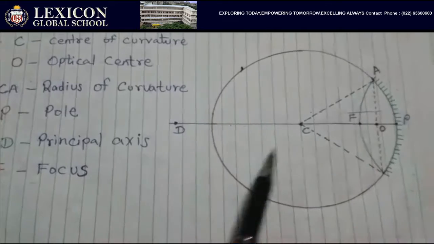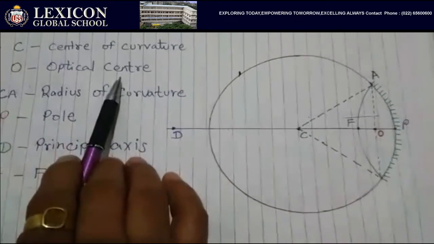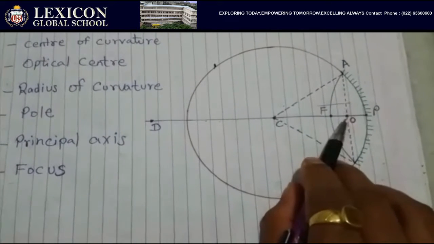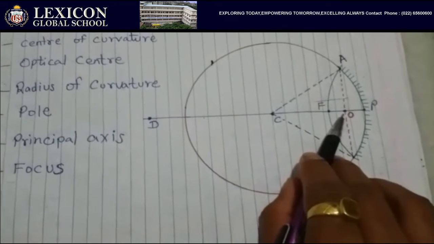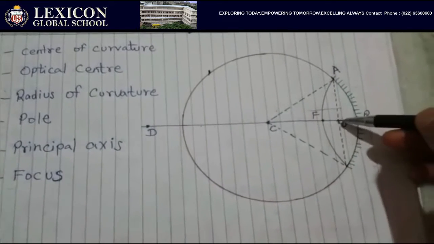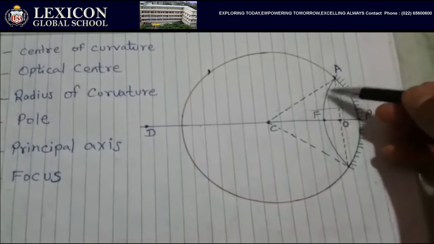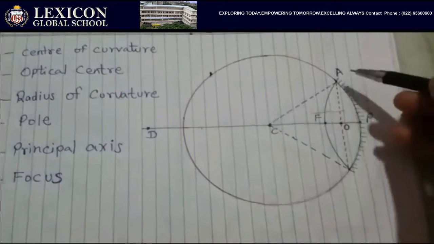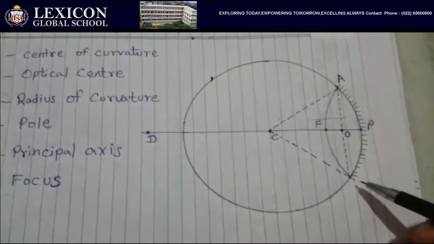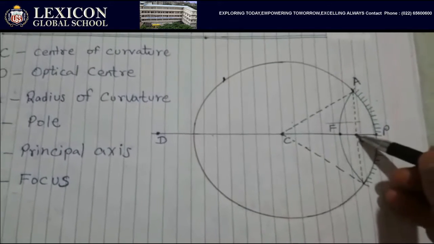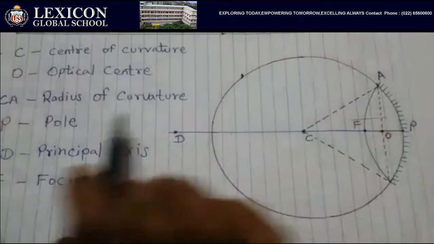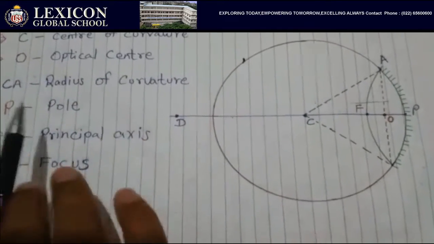Then the second is the optical center. Here is your O. O is the optical center. You can see this point O, the optical center. How do you get the optical center? It is the center of the lens. You can see this green lens. It is a convex lens, a biconvex lens, and its internal center is the optical center. This point O is referred to as your optical center.